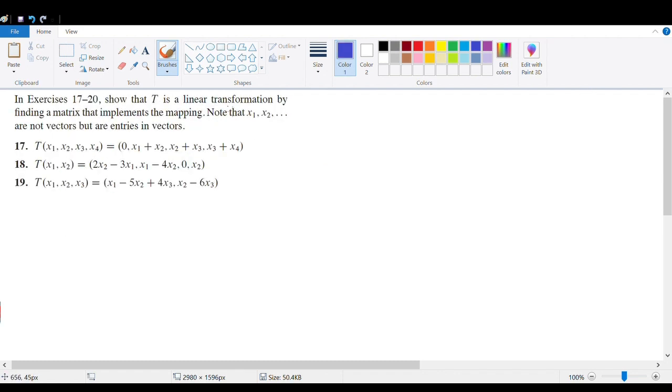In exercises 17 to 20, show that T is a linear transformation by finding a matrix that implements the mapping. Note that x1, x2 are not vectors, but are entries in vectors. So we need to do 17 and 19.